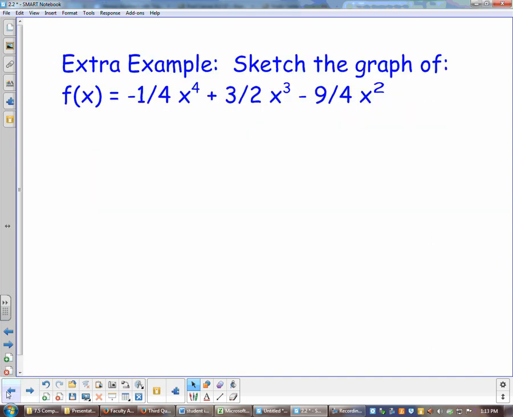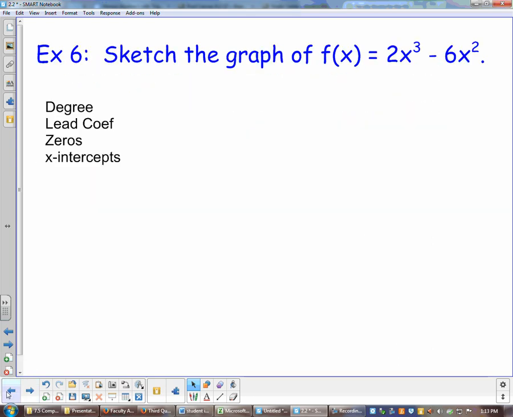Okay, so let's try this example. If we have this function, let's see, Brendan, what's the degree of this function? Really? Brendan, work with me. What's the degree?